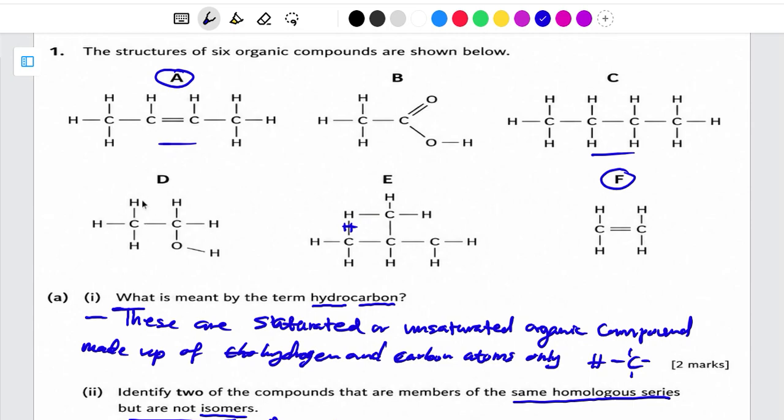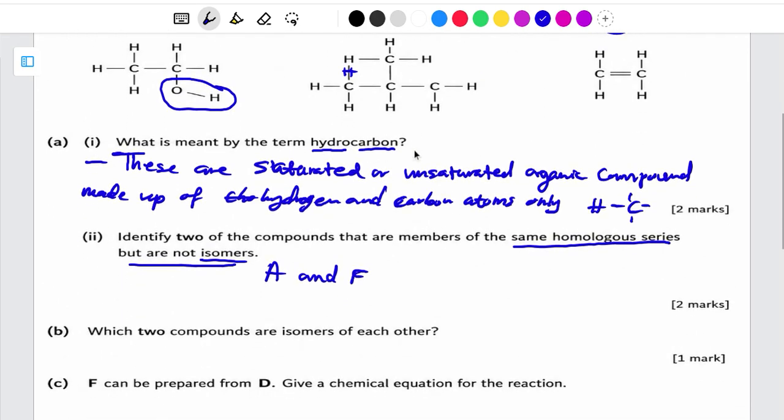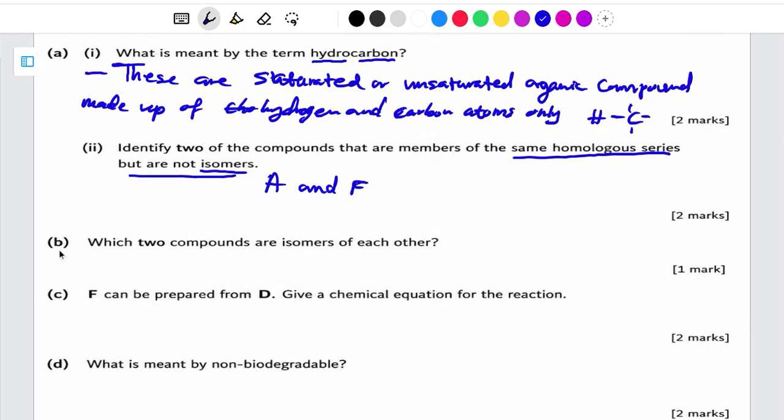This is because D is representing an alcohol, and alcohols have a hydroxyl group. Then B is representing an acid because it has a carboxyl group here.